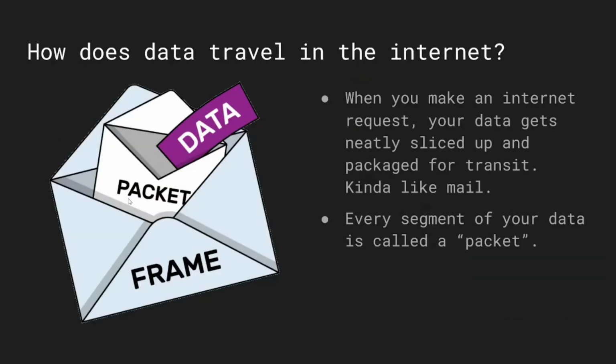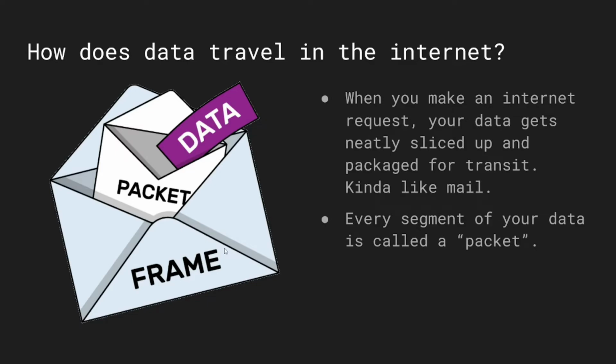So how does your data travel in the internet? Well, your data gets packaged up. Most of the time, they take your data and put it in an envelope, and then put that envelope in another envelope, and that envelope in another envelope. This only shows 2 envelopes, but usually it's getting packed within 4 or 5 or even more envelopes as it traverses the internet. One packet of data is one segment of your data.